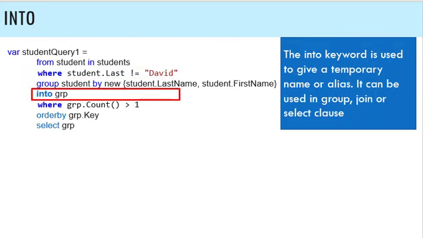The into keyword is used to create a temporary identifier to store the results of group, join, or select clauses into a new identifier. This identifier can itself be a generator for additional query commands. When used in a group or select clause, the use of the new identifier is sometimes referred to as continuation.